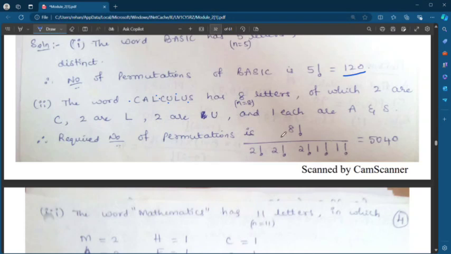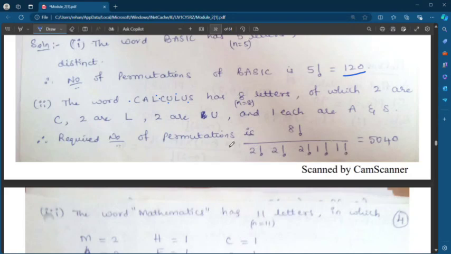We have to write how many times the letters are repeated. You just have to multiply 2 factorial, 2 factorial, 2 factorial into 1 factorial into 1 factorial. Then the answer is 8 factorial divided by 2 into 2 into 2, that is 8. 8 factorial divided by 8 will be your answer.